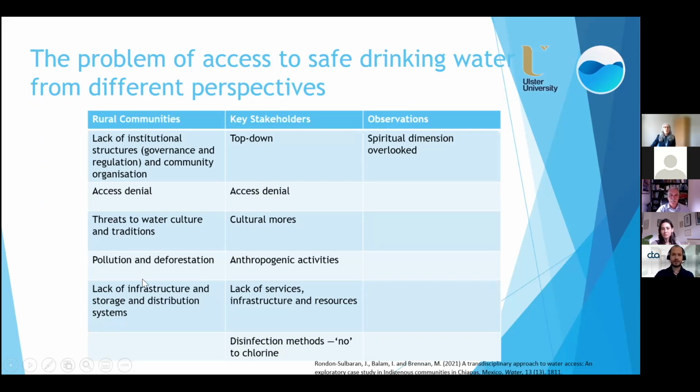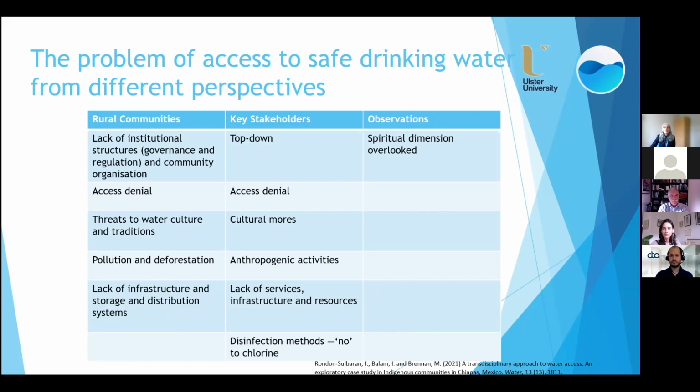And from the different perspectives, we have many issues in relation to this problem. For example, the rural communities point out problems of infrastructure and storage and distribution services, the threats to their culture and traditions, and problems of pollution and deforestation that affect their access to safe water. The key stakeholders point out top-down approaches that haven't worked in trying to develop this type of initiatives. They point out as well different methods that have been used for the systems like chlorination that are really incompatible with the culture and traditions of these communities.